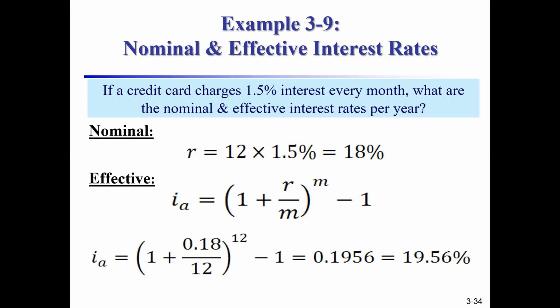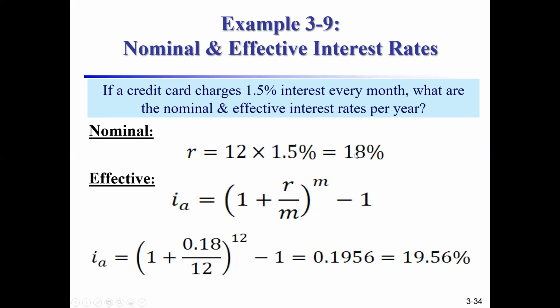The effective interest rate is actually higher because that involves the compounding factors. We already know the nominal rate is 18% because we pay 1.5% per month. But it's compounded. Every month you calculate that 1.5% on the previous month's interest and principal. So the effective interest rate is 1 plus 0.18 divided by 12, to the 12th, minus 1. So in reality, you're paying 19.56% a year.